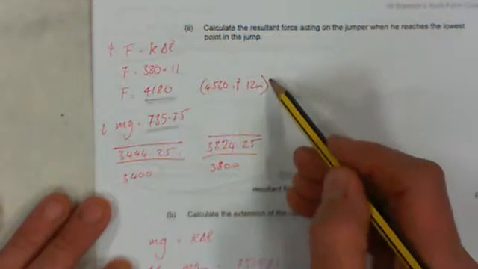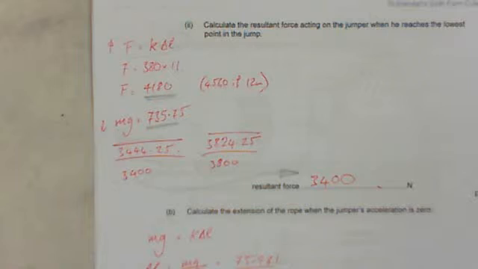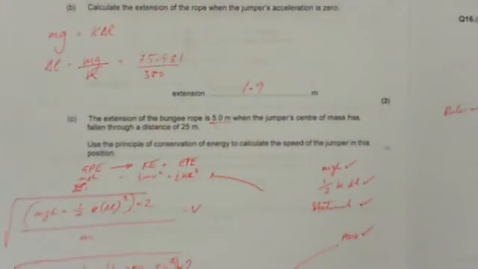If you showed your working and put in 12 metres, it would come out to this number, and you'd get 3,800. Doesn't matter then. Alrighty.